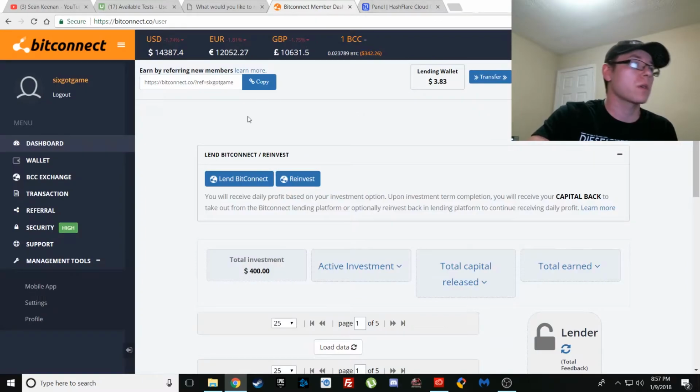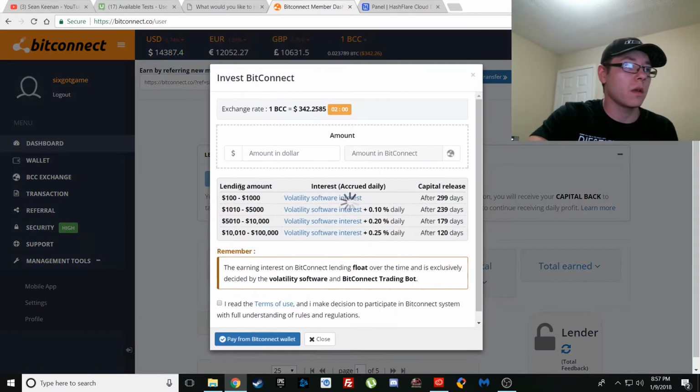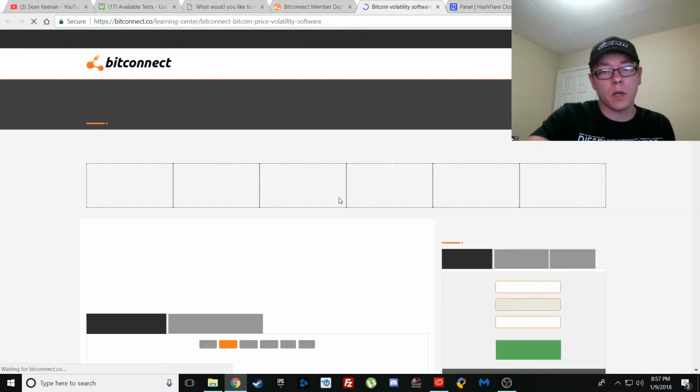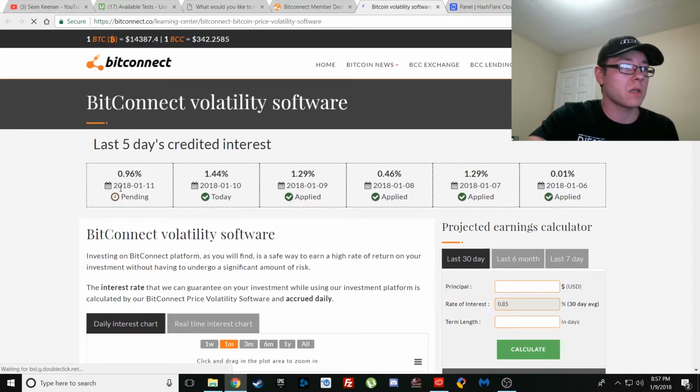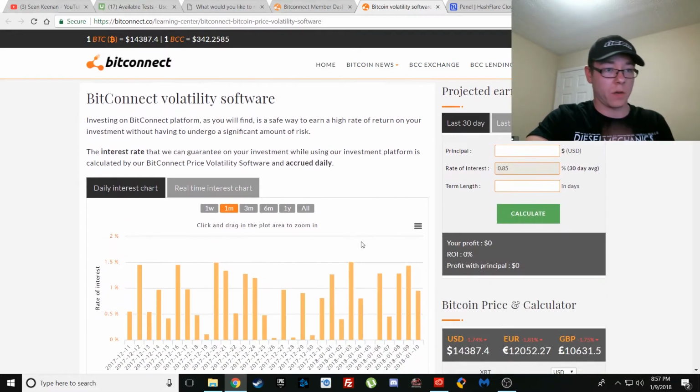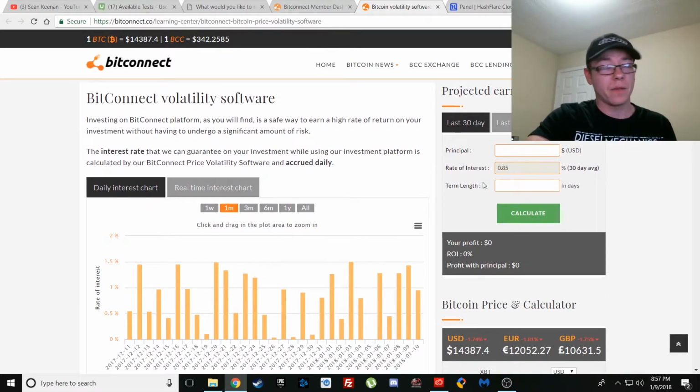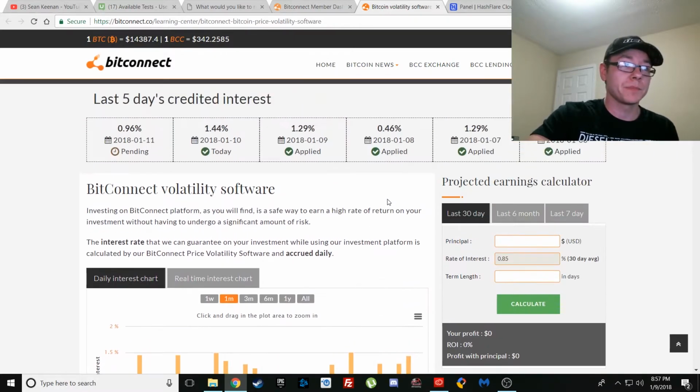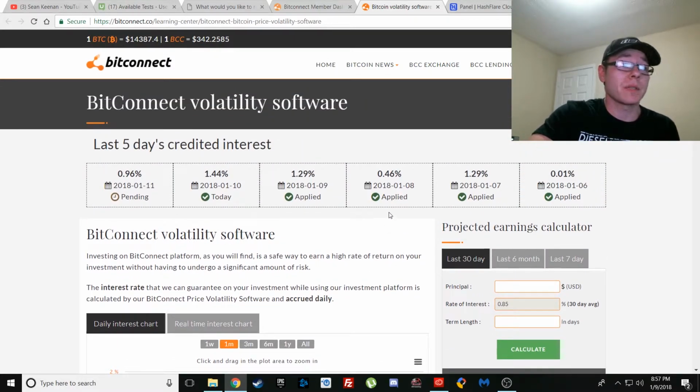So I want to show you guys real quick what the volatility software interest looks like. So this is what my interest has been for the past couple days. I mean, other than this day, right? This is like complete crap. But for the most part, I've been killing it over 1%, 0.46, 1.29. You see where I'm getting at. The average is 0.85. So it's pretty good. Again, I mean, I don't know what savings account that you can put money in and get returns like this.